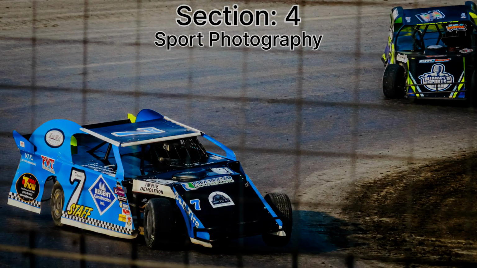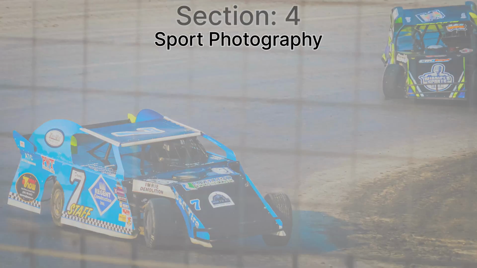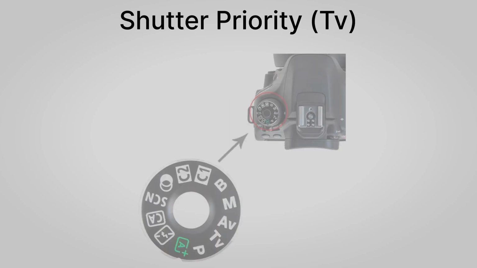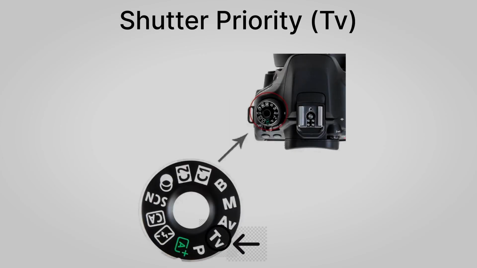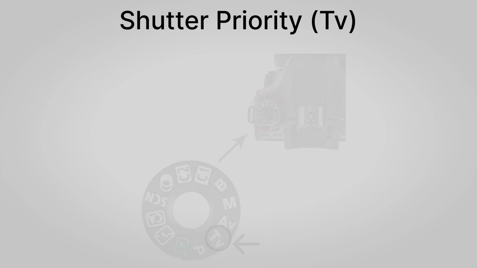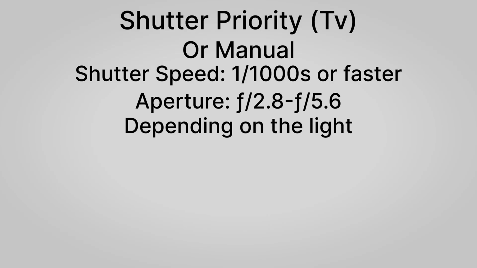Section 4. Sports photography. Sports photography is all about speed and tracking. Here's what I use to capture action. Mode: shutter priority, TV mode on my Canon 90D, or manual. Shutter speed: 1/1000 or faster. Aperture: f2.8 to f5.6 depending on the light.